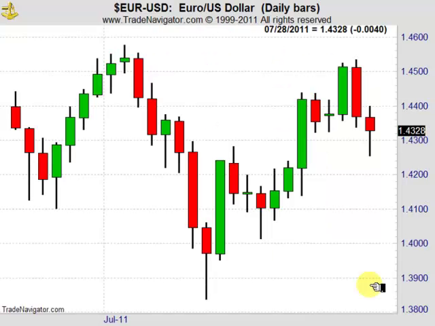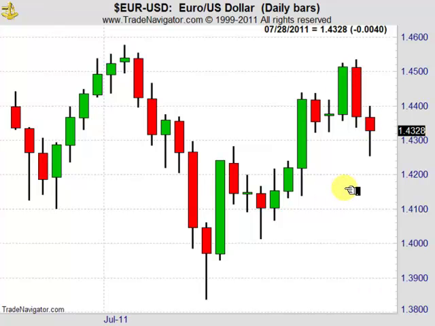Here we see the euro dollar, and this is a daily chart. We see all three of these turning points have candlestick reversal patterns, where we have a bearish engulfing pattern here after a small body candle. We have a bullish engulfing pattern, and we come up and we have another bearish engulfing pattern, and we see a little bit of follow through on the next candle.